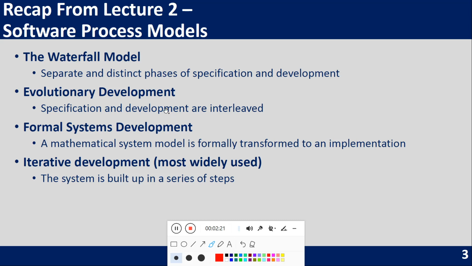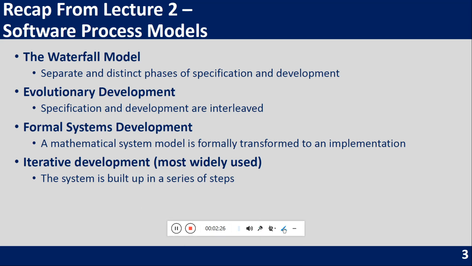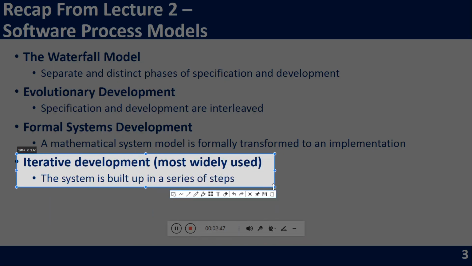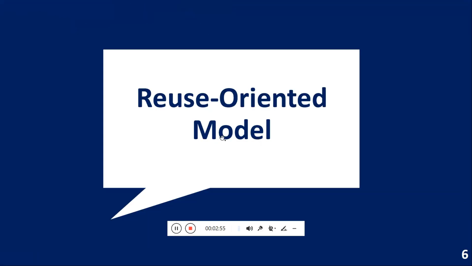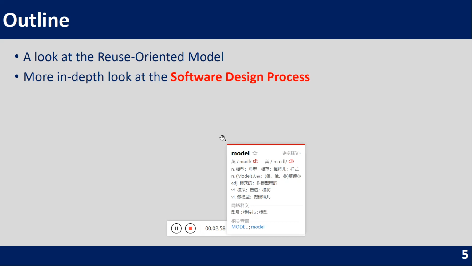Additionally, we come to the formal method development, where we have the mathematical system model formally transformed to an implementation, and iterative mode, where the system is built up in a series of steps. Maybe this one is not very clear, and maybe I should discuss it with my professor.